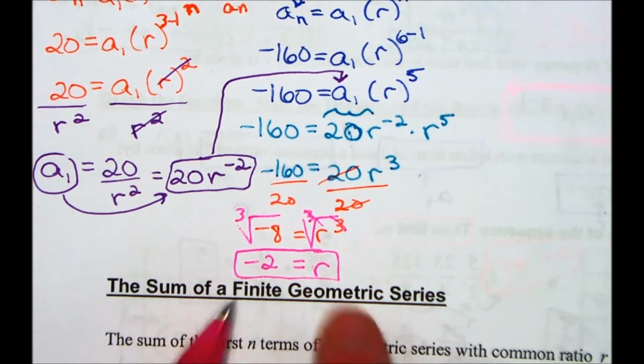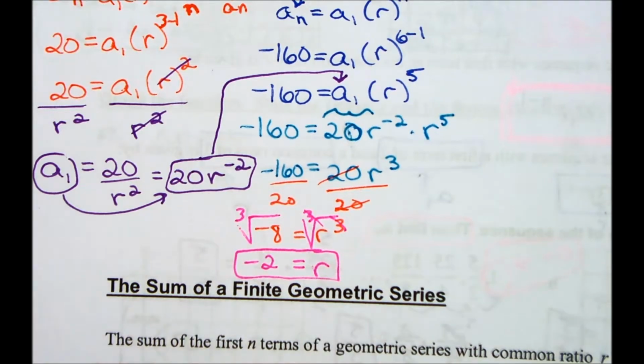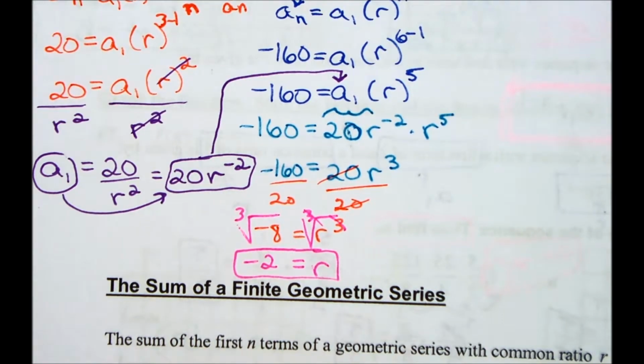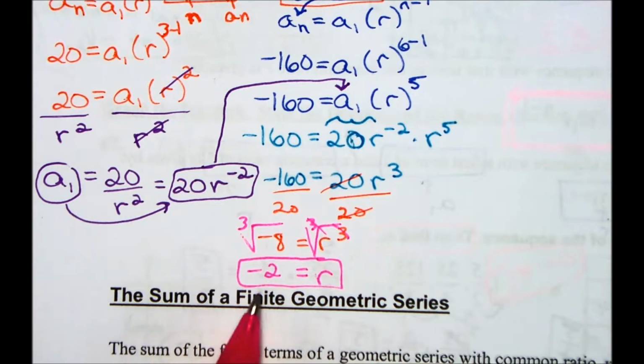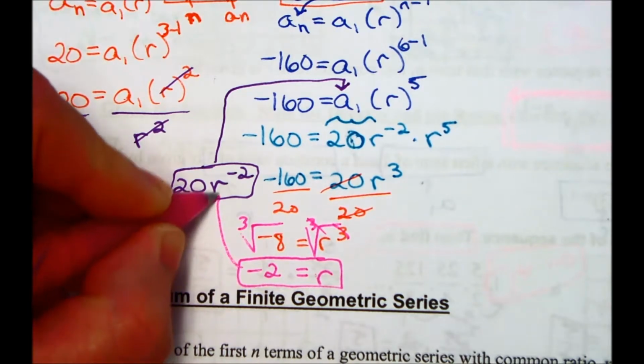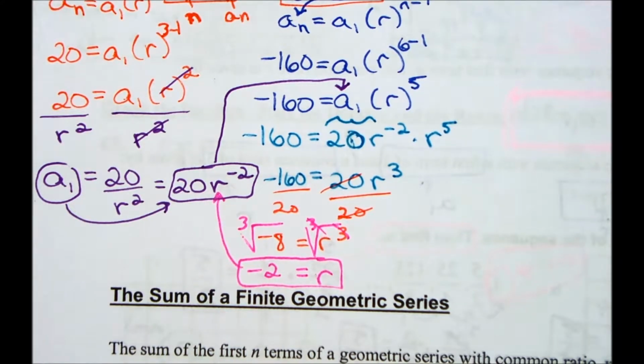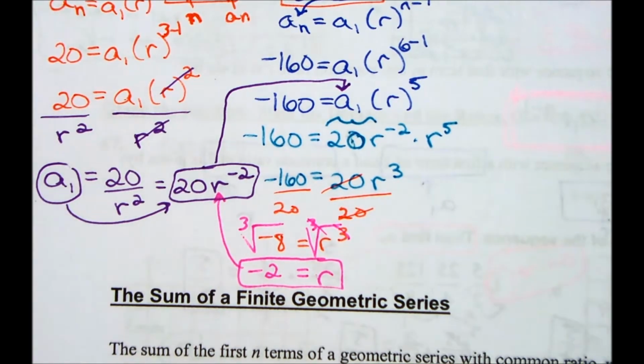Great, so now we have our r, and what else do we need? Well, we're writing an equation for the nth rule. We need the a sub 1. So now we can take that negative 2, which we just found as our ratio, and do full circle, plug it back in there for r to find a sub 1.